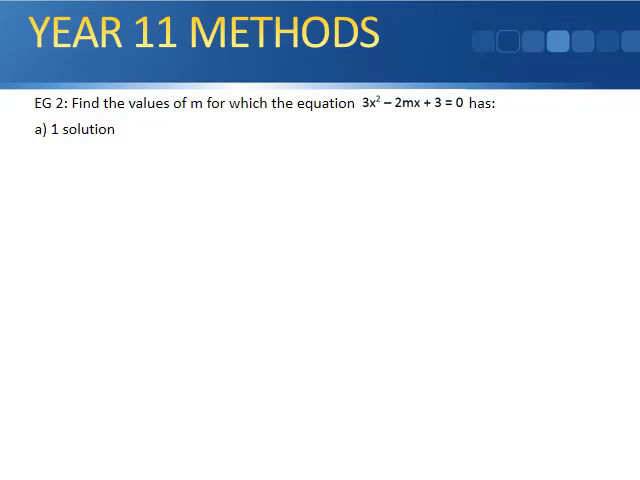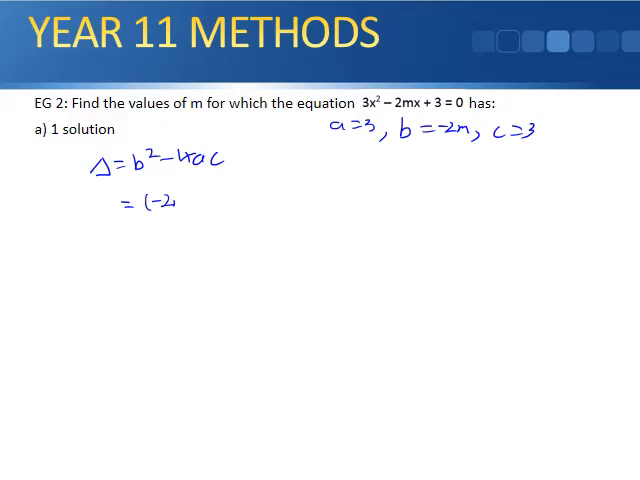Example 2. Find the values of m for which the equation has one solution. Now, if it's got one solution, that means the discriminant will equal 0 because it's touching the x-axis. So, when we work this out, remember, the discriminant equals b squared minus 4ac. A here is 3, b here is negative 2m, and c equals 3.